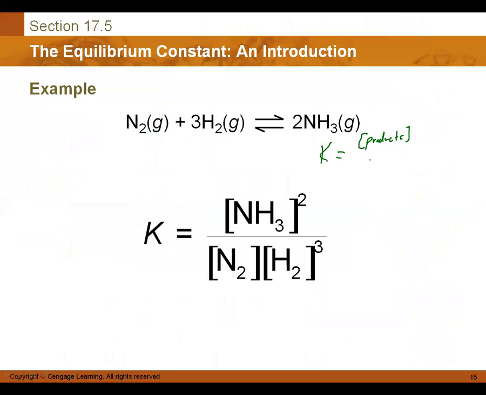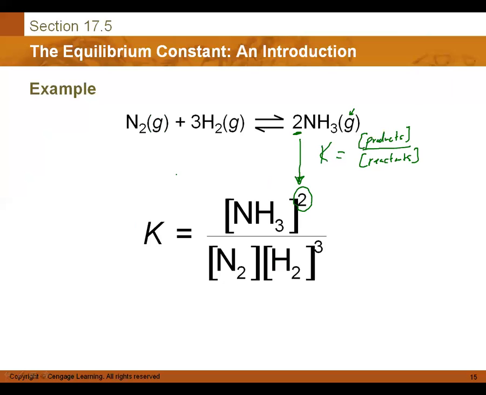Over our reactants. And just as we talked about before, we want to make sure that we do incorporate the coefficient. So that is where that 2 comes from, right there. And so that's the concentration of our NH3, which is a product. Again, it's a gas here, so it is included.